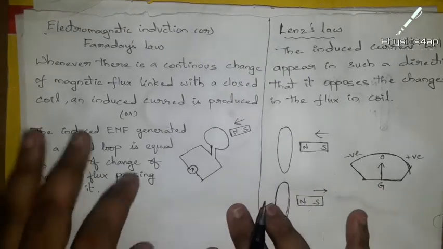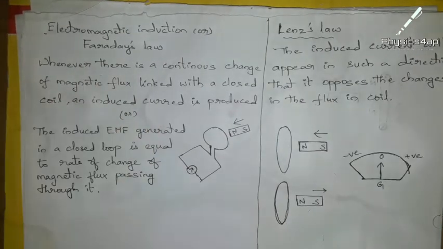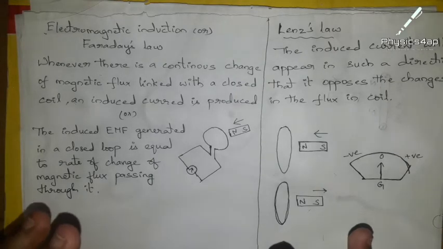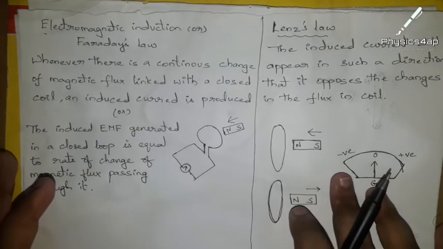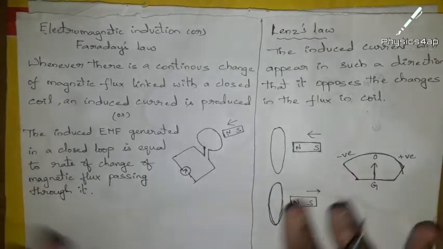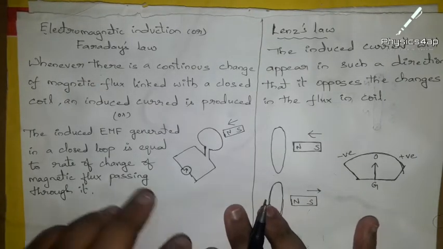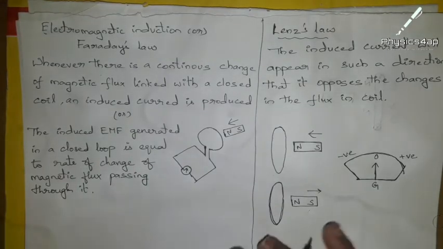First is electromagnetic induction, which was discovered by Michael Faraday. Michael Faraday is the one who invented the electric motor, the electric generator, and also the transformers. All these were invented by Michael Faraday. On his name, he made a law which is called Faraday's law.